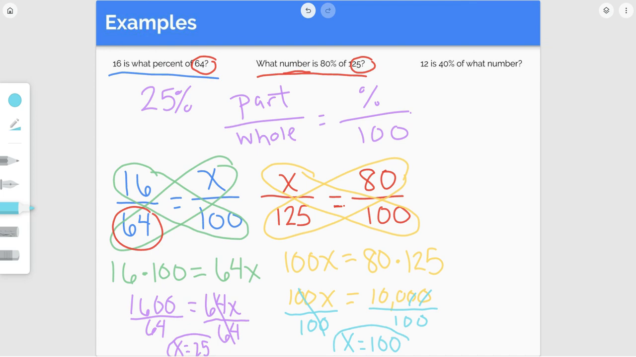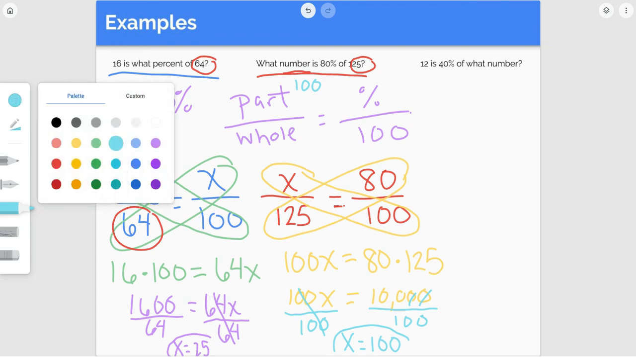So that means that the number 100 is 80% of 125. And let's think about that. That makes sense because if I score an 80% on a test, that's pretty high. I got most of the problems right. Well, 100 is very close to 125. So it's 80% of 125.